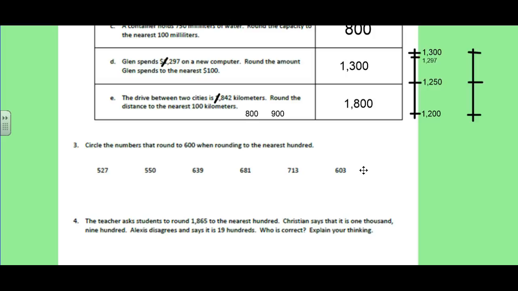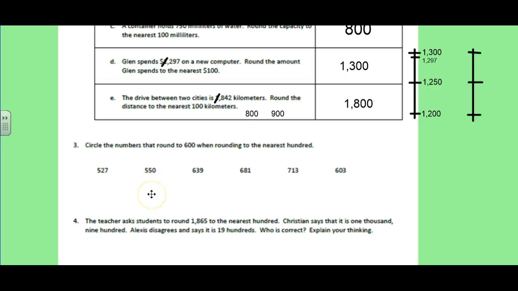So first thing that we're going to have to do here is looking at the number and asking yourself what two hundreds is it between. So I've got 527, so I know that 527 would be between 500 and 600. So then I have to ask myself, is 527 closer to 500 or 600? And I know that it's definitely going to be closer to 500. So I'm not going to circle 527 because that does not round to 600. I'm only circling the numbers that round to 600. Okay, so moving on to the next one, I've got 550. 550 is going to be between 500 and 600.